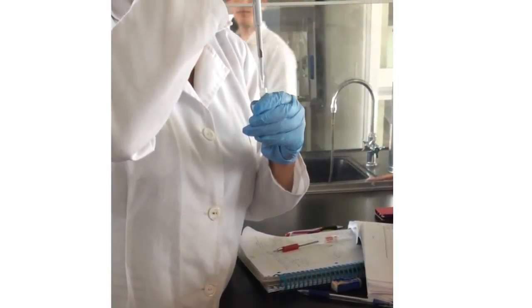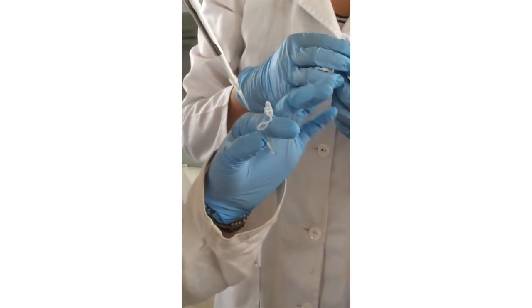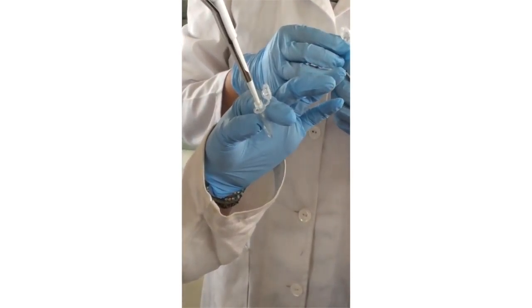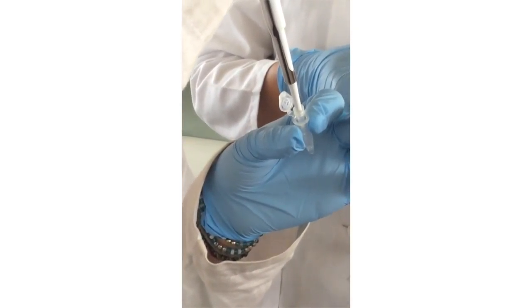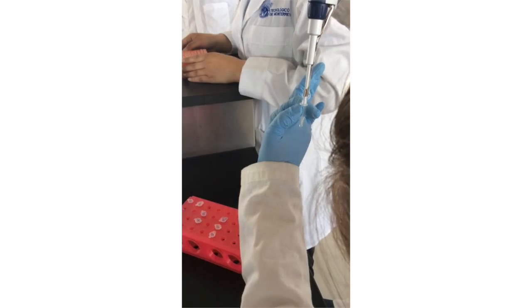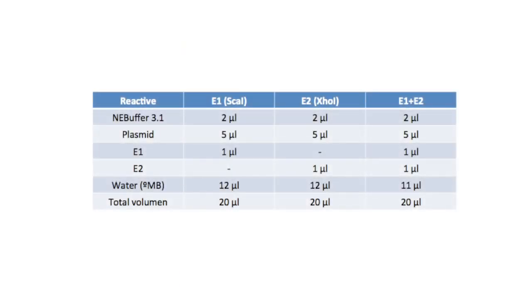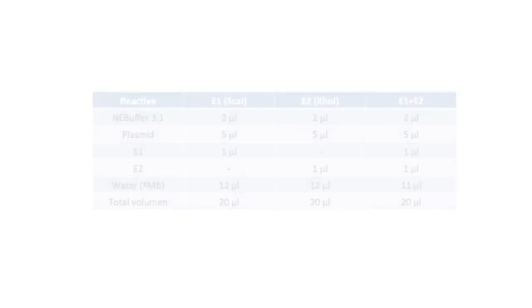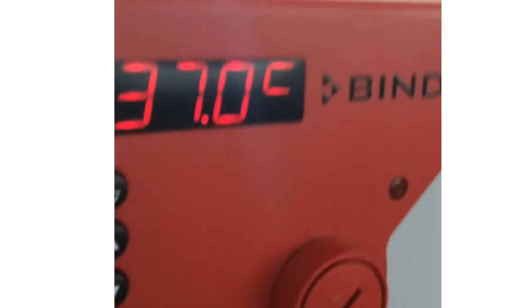Place in a 0.6 ml microtube the reagents for the enzymatic restriction, with the enzymes separately and combined, as indicated in the following table. Complete to 20 microliters in the same order as indicated in the table. Then incubate the sample at 37 degrees for 1 hour. Finally, run the samples in an agarose gel.